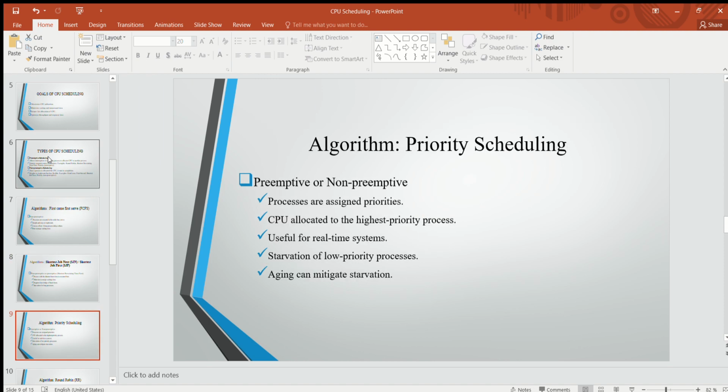And we all know about priority scheduling, where processes are assigned priorities, that's priority numbers. The CPU is allocated to the highest priority process, and it is used for real-time systems. Starvation of low priority processes is one of the disadvantages, but we can use aging to mitigate the starvation. Like I said, aging is a situation whereby processes that have waited in the queue so long end up getting their priority numbers increased. So eventually, we can cut down the waiting time.